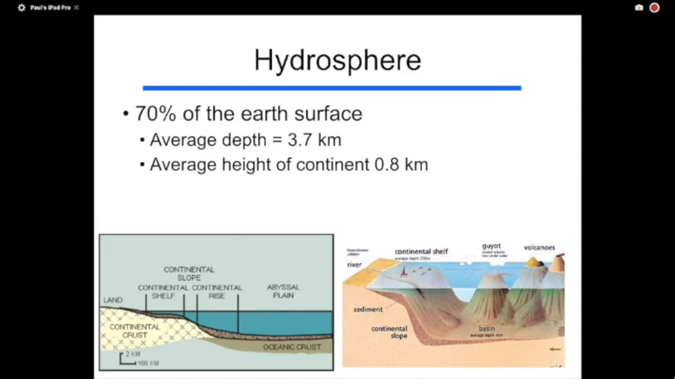We're now going to turn our attention to the hydrosphere, and we know a little less about it, so we have less slides. Now, it's about 70% of the Earth's surface. Here's something that is interesting. The average depth of the oceans is 3.7 kilometers, and the average height of the continents is 0.8 kilometers. We are much, much deeper in the ocean than we are high above the ocean. And so that's kind of an interesting idea.